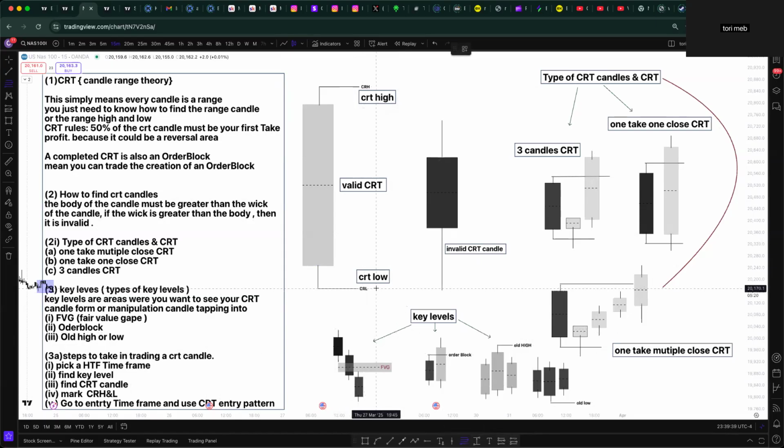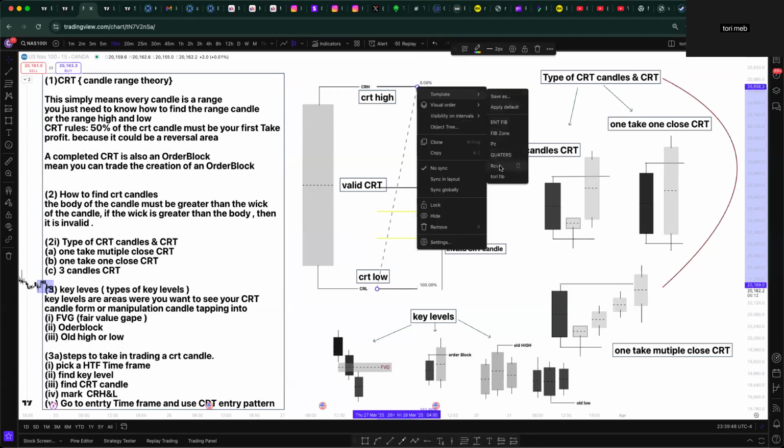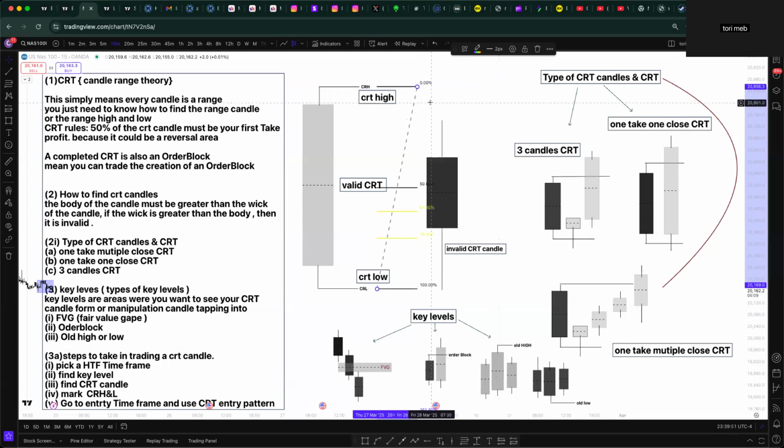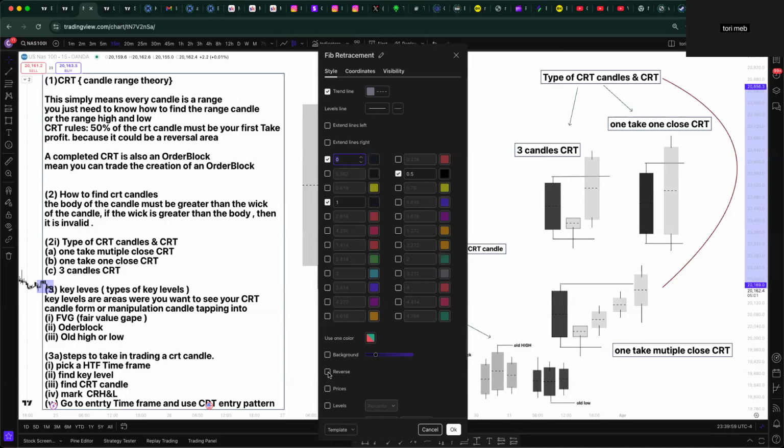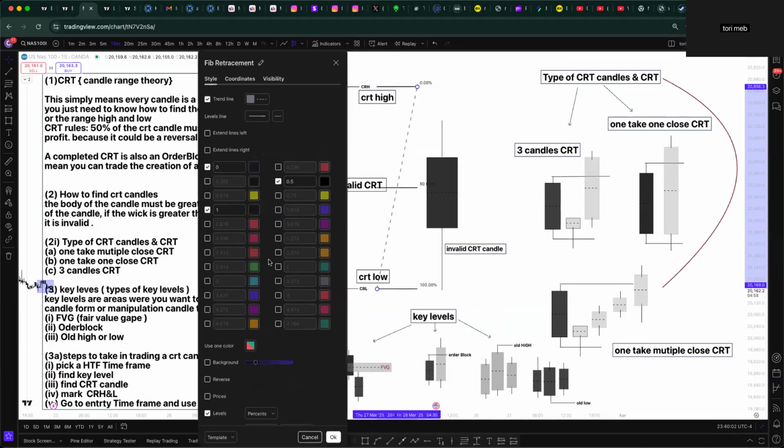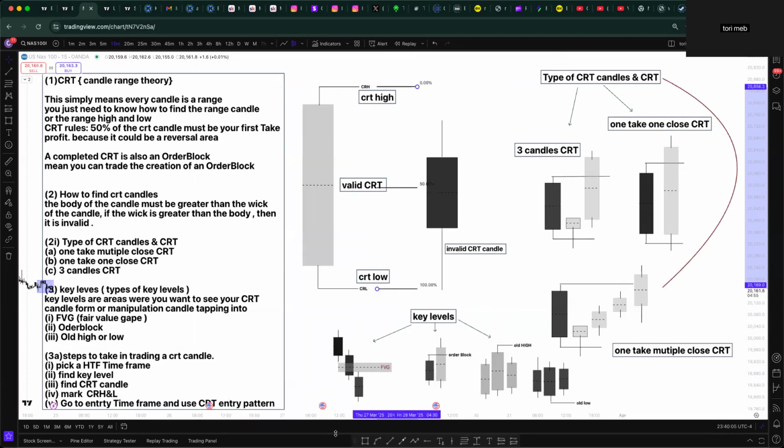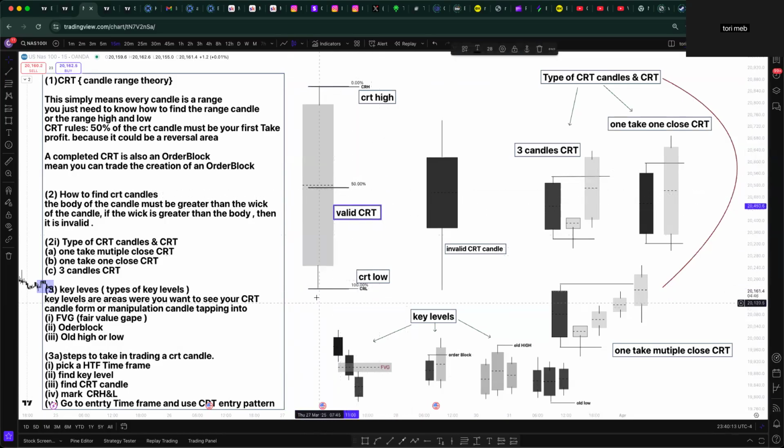So with your fib, you are able to measure from the low to the high of your CRT. Is it this one? No. Fib zone, yeah. Levels, trend line out. So like this, you're able to measure and see the 50% of this CRT candle now. You're able to see that this is the 50% area.